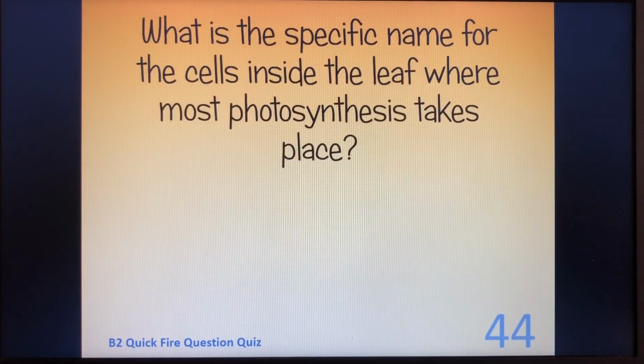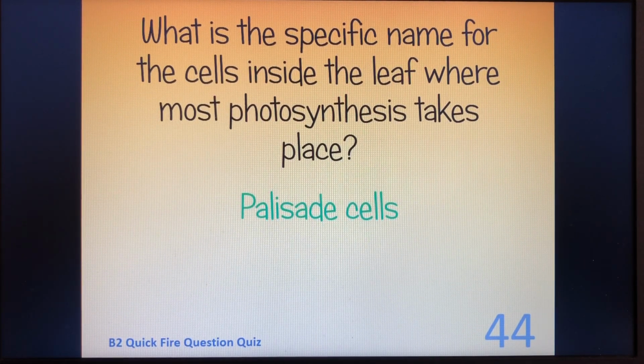Question 44. What is the specific name for the cells inside the leaf where most photosynthesis takes place? It's a word that people always forget, which is why I'm always trying to bring it in as much as possible. So don't say plant and don't say leaf. And the answer is the palisade cells. Try and keep that one locked in your memory. Not the exclusive place of photosynthesis, but where the majority of photosynthesis takes place.